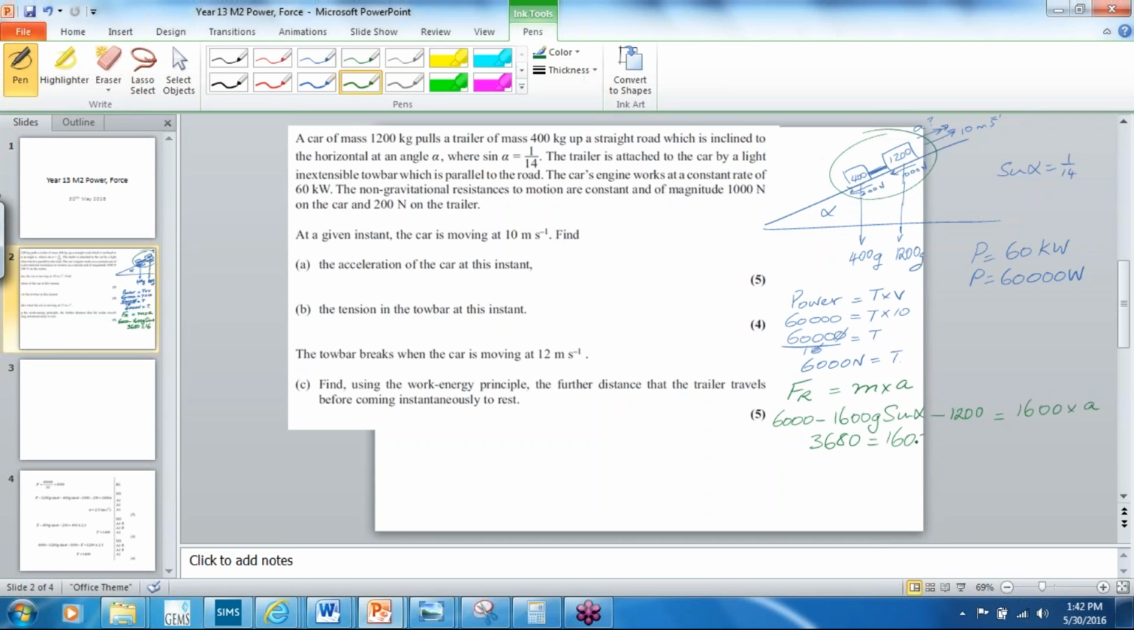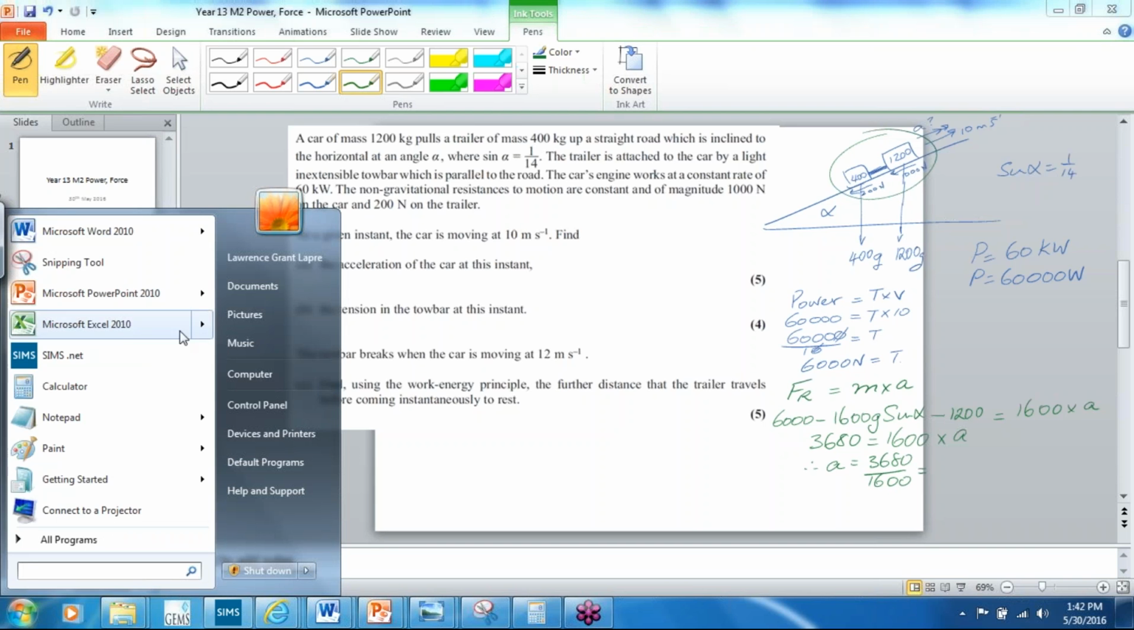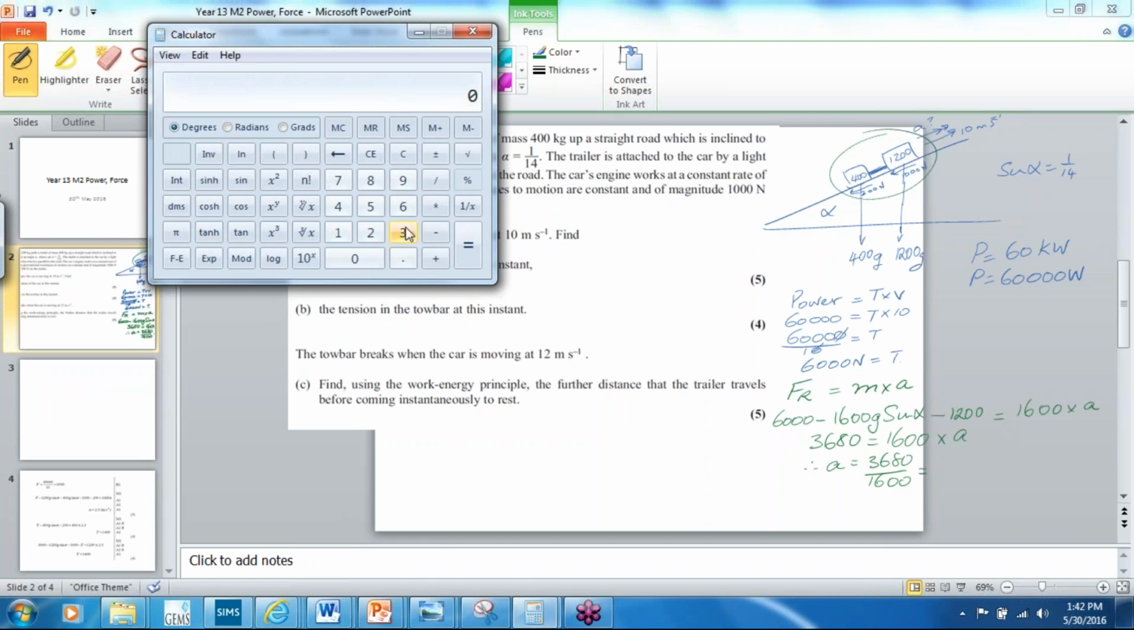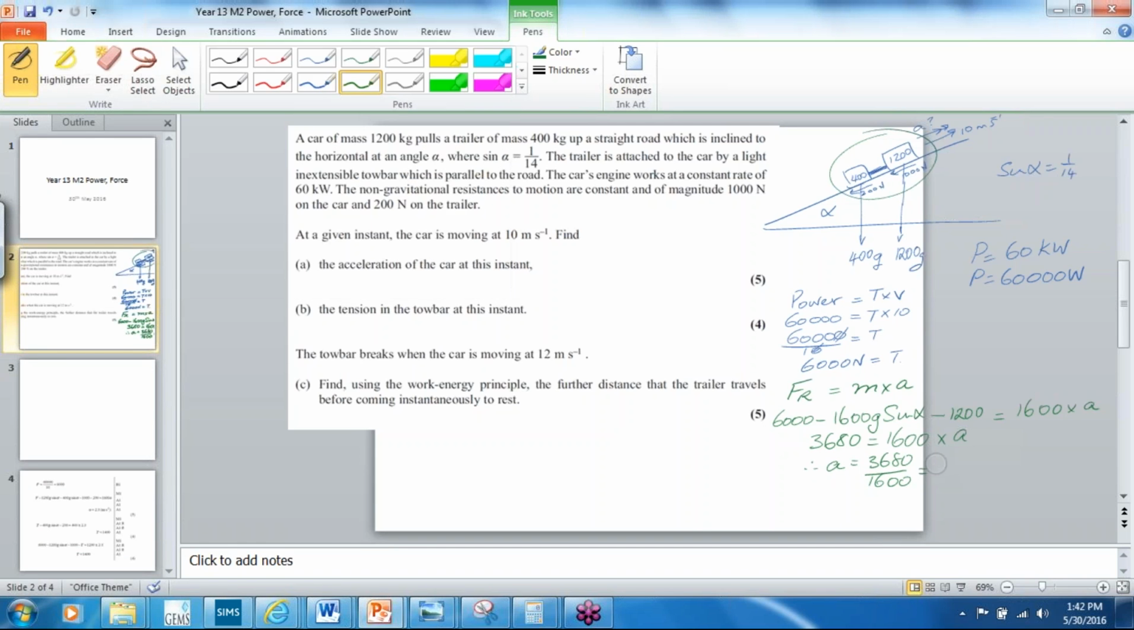That equals 1,600 mass times acceleration. Therefore, our acceleration will be 3,680 divided by 1,600. So that will give us an acceleration of 2.3 meters per second squared. So let's put that here. Our acceleration is 2.3 meters per second squared.